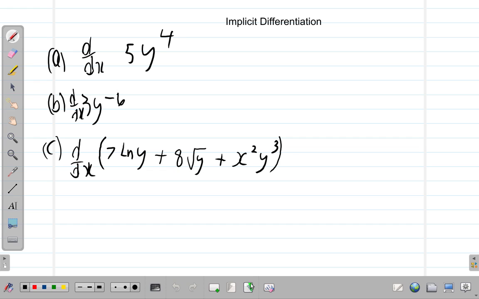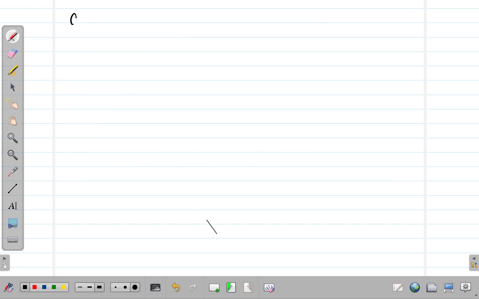d by dx of 5y to the fourth. So you have d by dx of 5y to the power of 4. Now, remember that when it comes to implicit differentiation, what you're really applying is the chain rule. So let us just be reminded quickly of what the chain rule says.